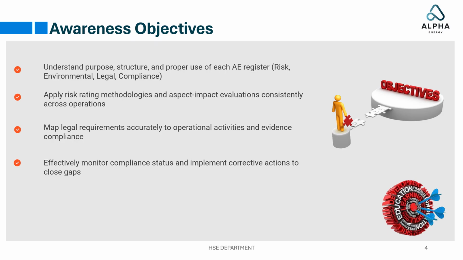The awareness objectives focus on ensuring employees understand the purpose, structure, and proper use of each Al Masood Energy register, including the risk, environmental, legal, and compliance registers. They also emphasize applying risk rating methodologies and environmental aspect impact evaluations consistently across operations. In addition, the objectives include accurately mapping legal requirements to operational activities and maintaining evidence of compliance. Finally, they aim to ensure that compliance status is effectively monitored and that corrective actions are implemented promptly to address and close any identified gaps.